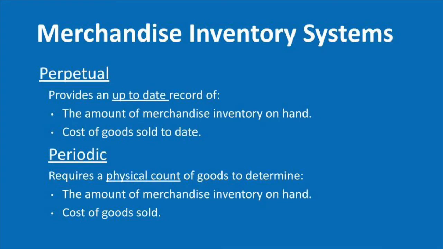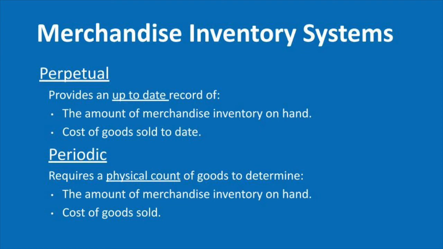Accounting for this movement of products on and off the shelf usually is done in one of two ways. I'll start with the bottom here and work my way up. First, there's something called the periodic system.